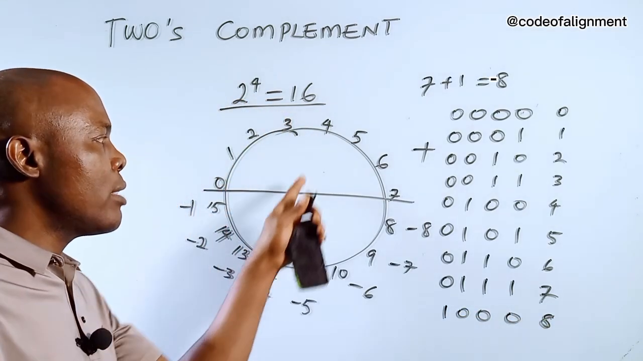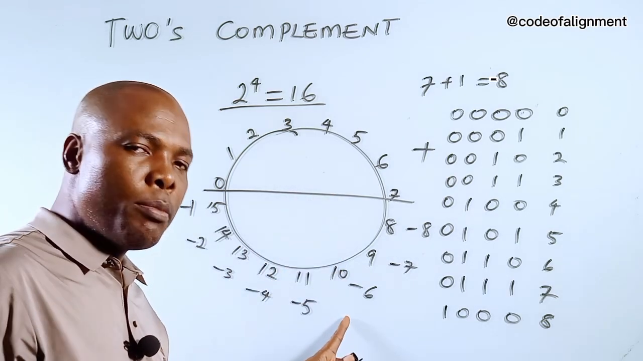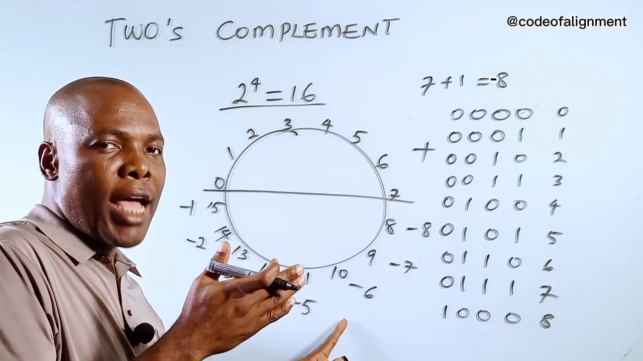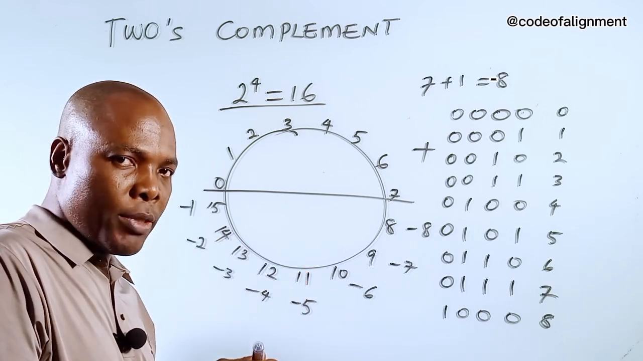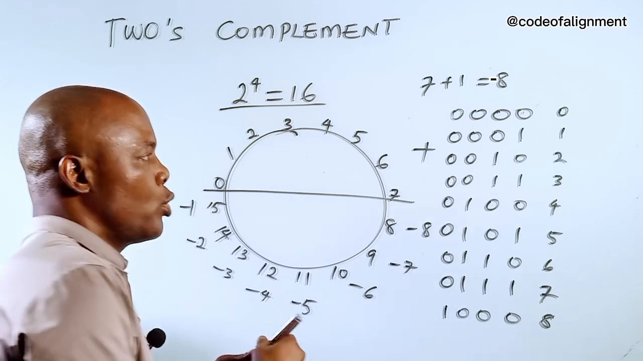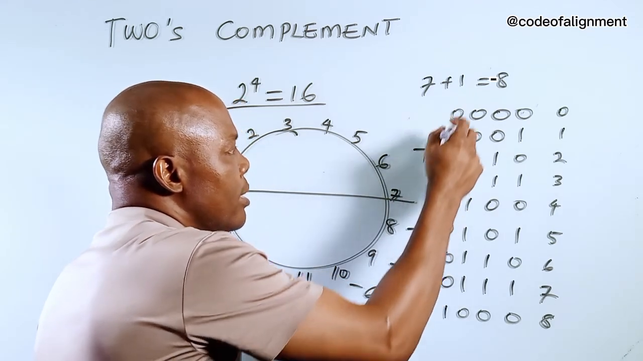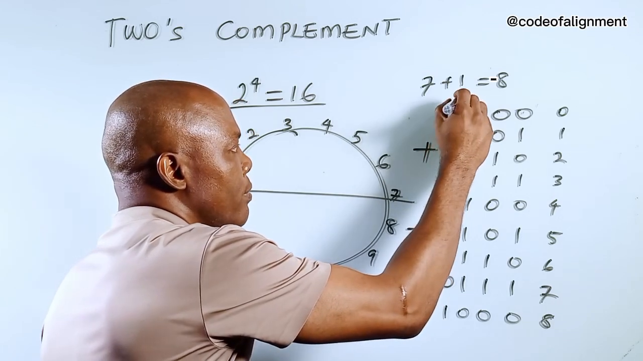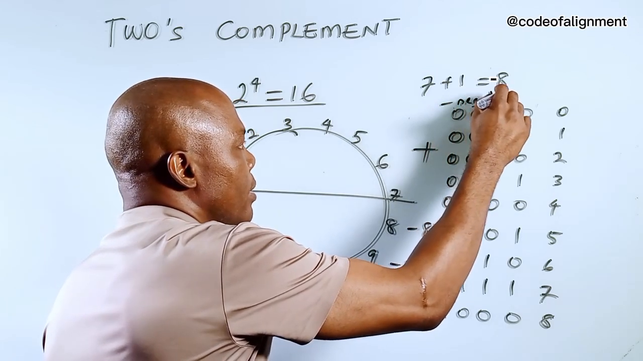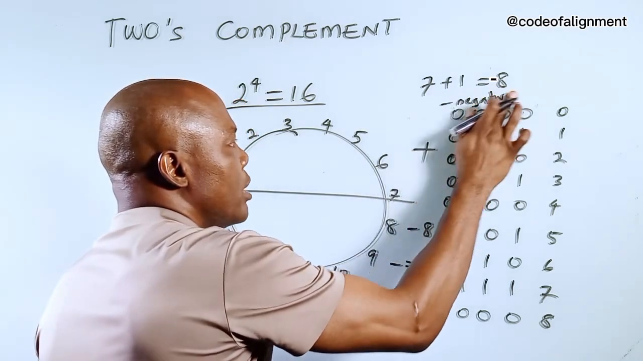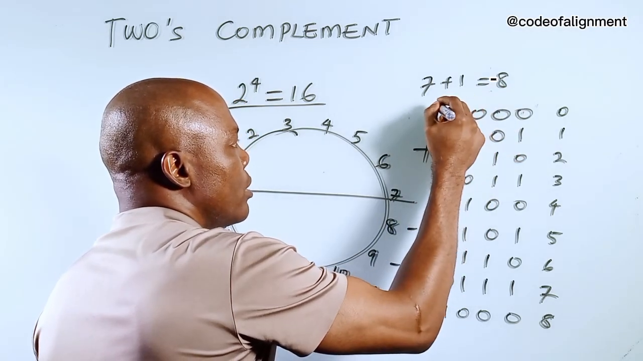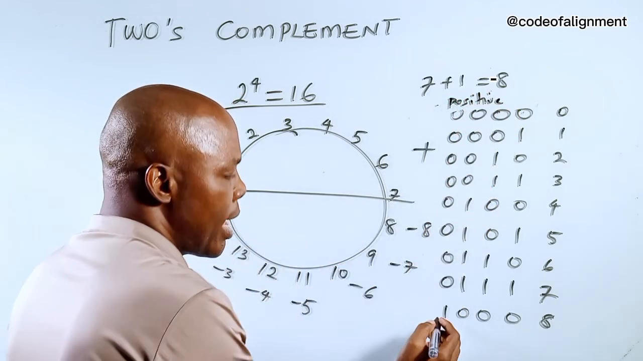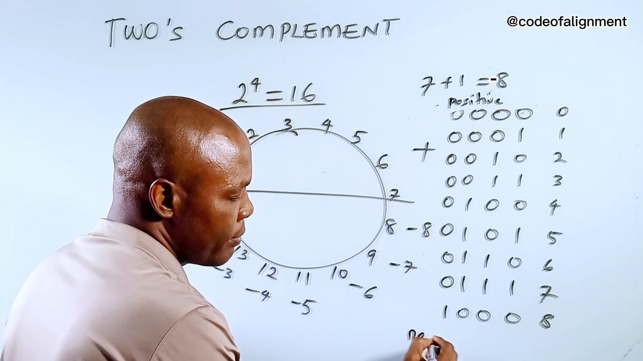But since we are representing both positive and negative, it means that we are taking the most significant bit, which is the last bit, as the sign representation. So this bit is the sign. The 0 is positive. This 0 represents positive. Now, the 1 will represent negative.